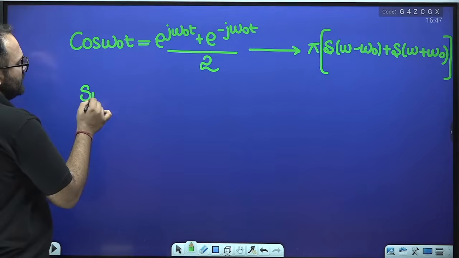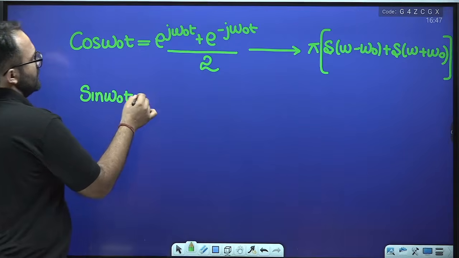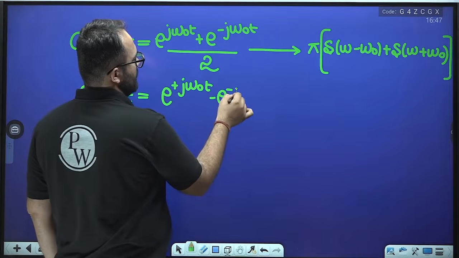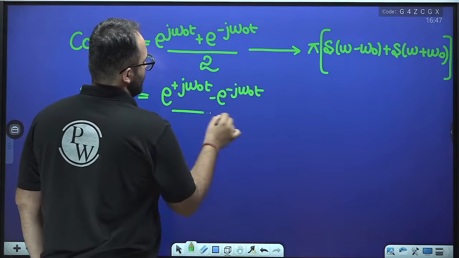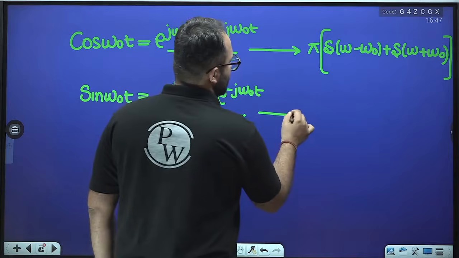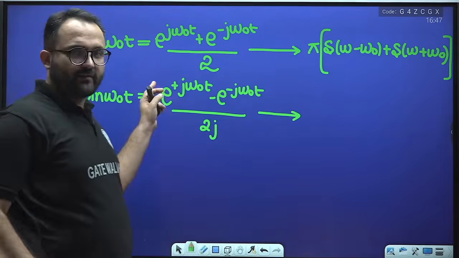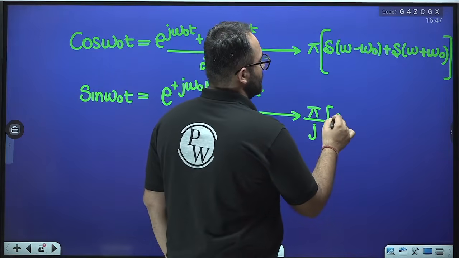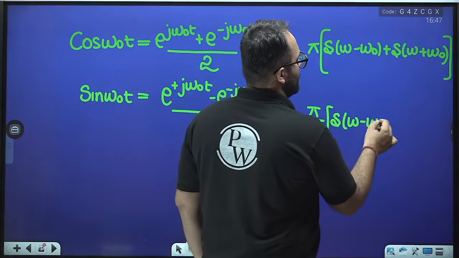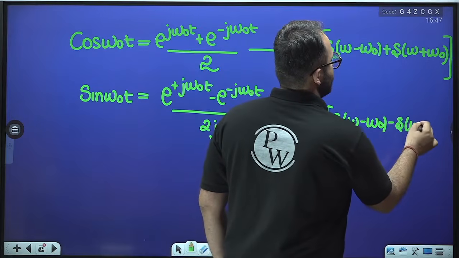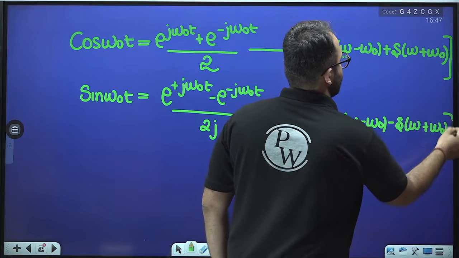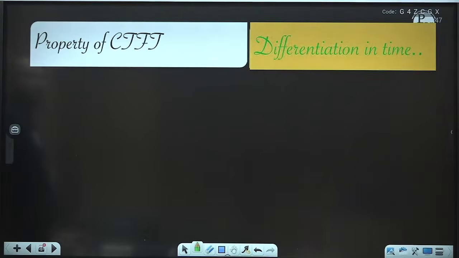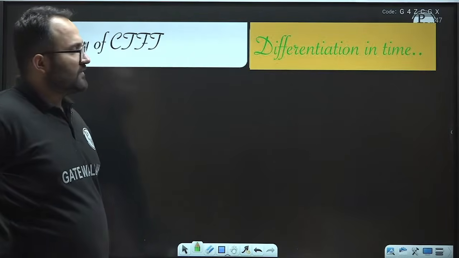Similarly, if we have sine of omega naught t, it will be e to power j omega naught t minus e to power minus j omega naught t divided by 2j. So the Fourier transform will be, if we put the result from the previous slide here, we'll get pi upon j times del of omega minus omega naught minus del of omega plus omega naught. Okay, so this will be the result, the Fourier transforms.